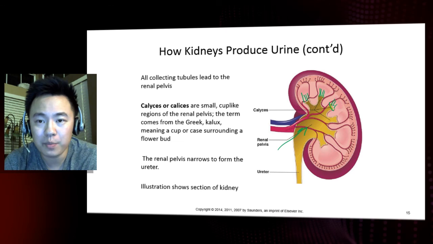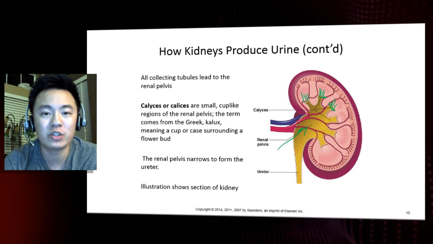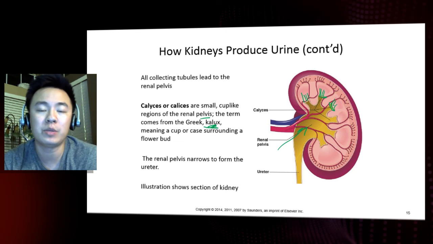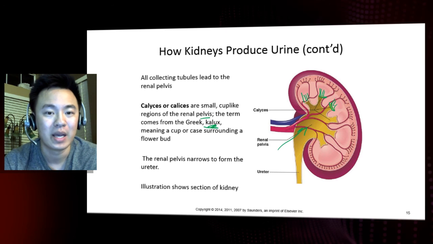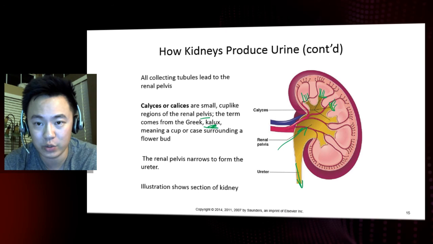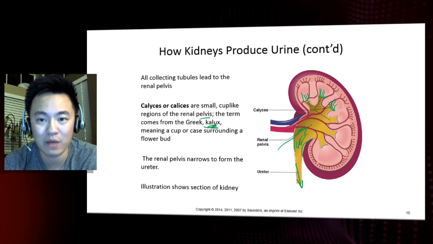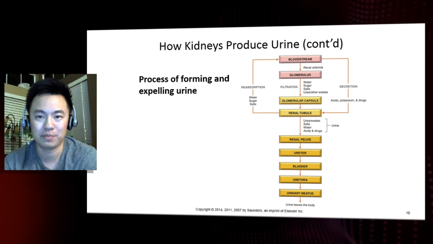Each of these little cup-like regions here are known as calyces, which are small cup-like regions in the renal pelvis, and the term comes from the Greek calyx, which means a cup or case surrounding a flower bud. Now the renal pelvis narrows to form that ureter right down over here, so you can see that urine starts to travel down this tube. So this is an illustration that shows that section of the kidney.